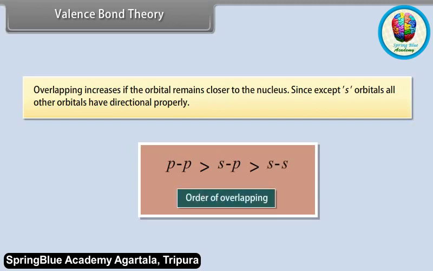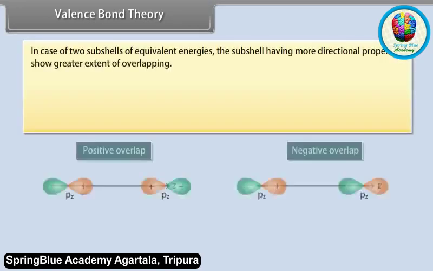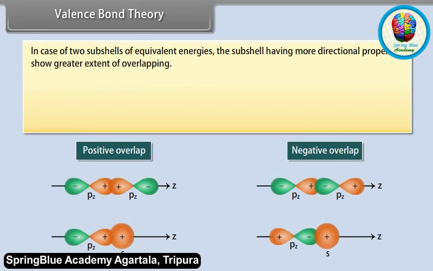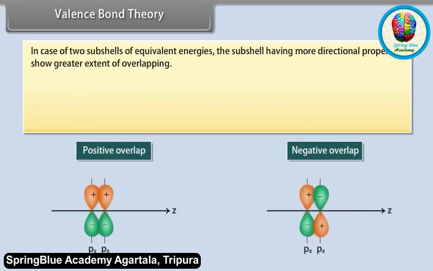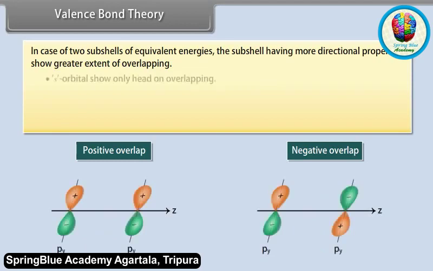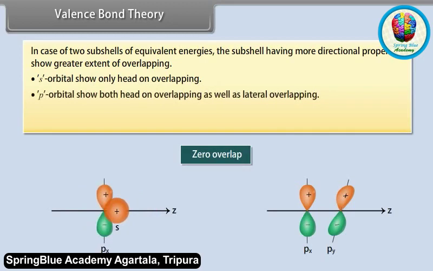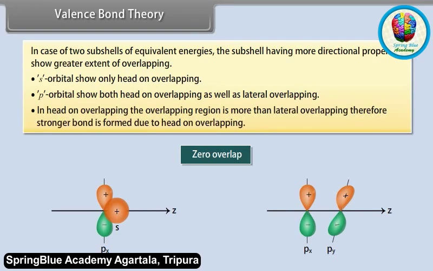Since except s orbitals, all other orbitals have directional property, in case of two subshells of equivalent energies, the subshell having more directional property shows greater extent of overlapping. S orbitals show only head-on overlapping. P orbitals show both head-on overlapping as well as lateral overlapping. In head-on overlapping, the overlapping region is more than lateral overlapping. Therefore, stronger bond is formed due to head-on overlapping.